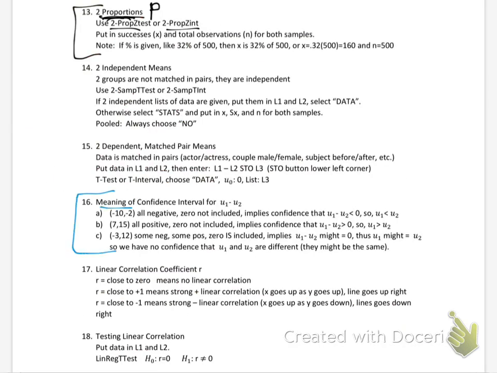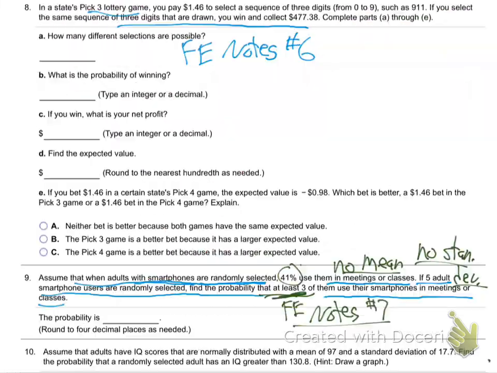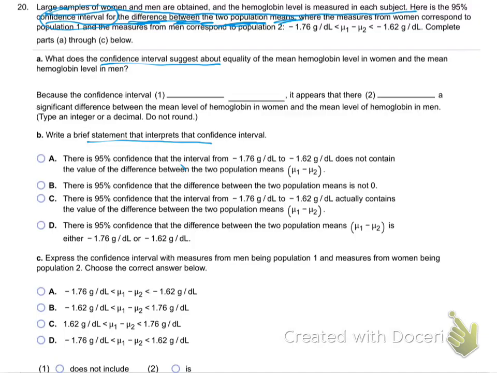There it is. Meaning of confidence interval for mu1 minus mu2. That's a difference, isn't it? Subtraction is a difference of two means. It's not two proportions, it's two means. So there it is. Follow those steps. Figure out what that means. It's number 16 on the final exam notes. Final exam notes, number 16 for all that stuff.